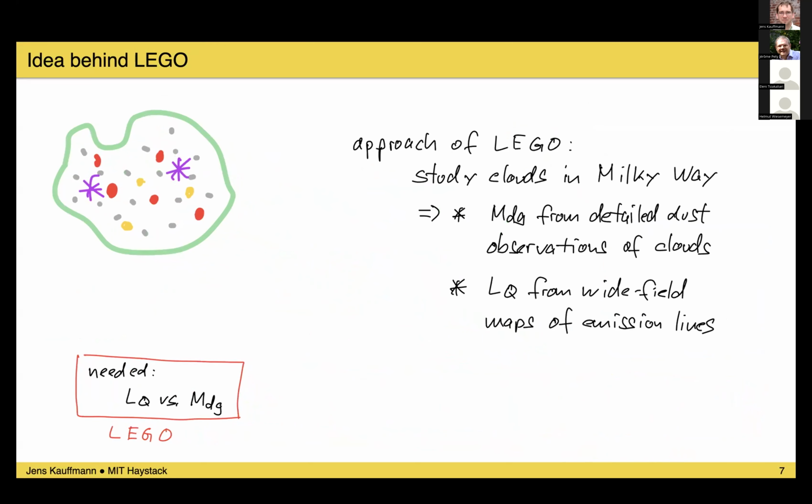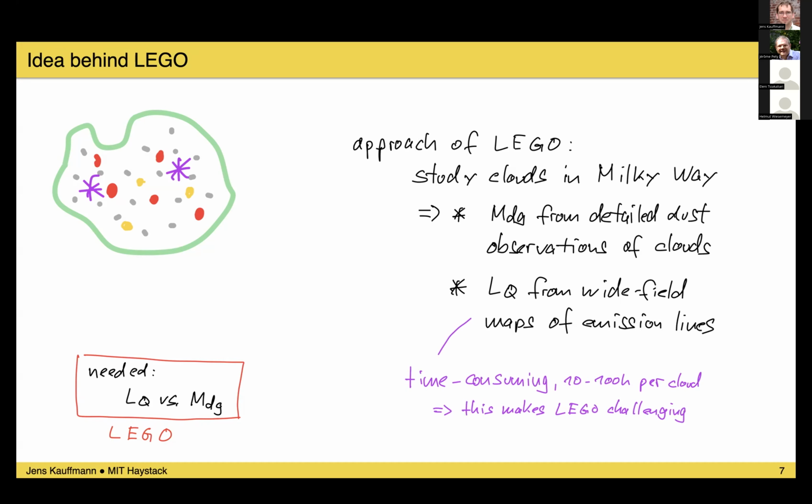And it does so by studying individual molecular clouds in the Milky Way. So we study objects that are nearby, that are well resolved, often also well studied. And then as a consequence, you can get the mass of dense gas, for example, from detailed observations of dust. And then you can get the line luminosity by simply mapping those molecular clouds. Simply mapping ignores, however, the aspect that these observations are really time consuming and you spend several 10 hours per cloud. And that makes observations like this one challenging.